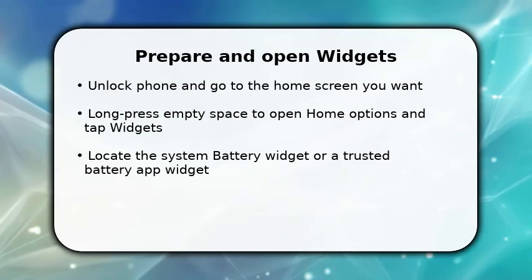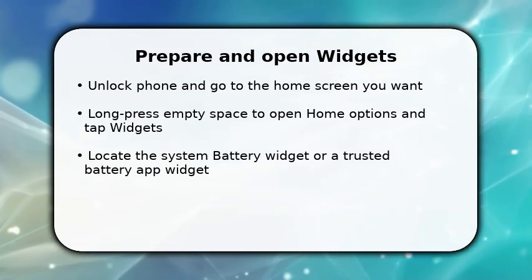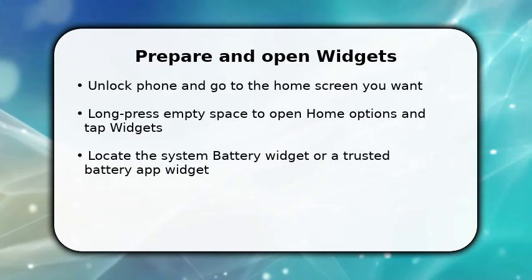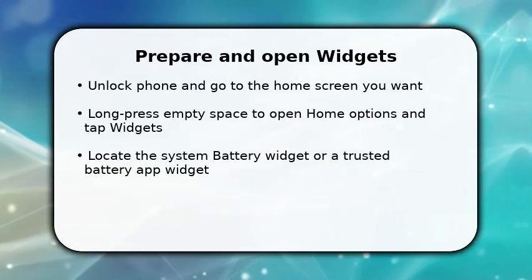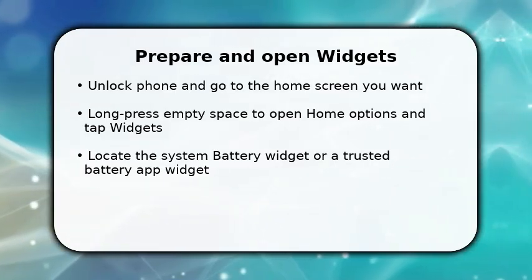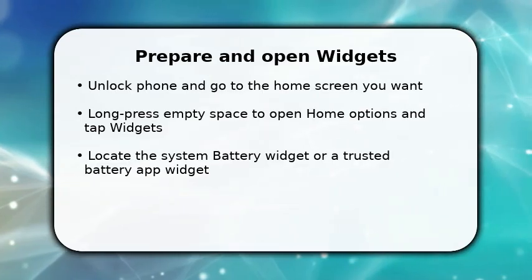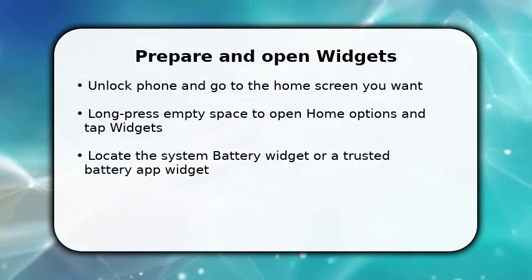Enjoy the video. You start immediately by preparing the home screen and opening the widget picker. Long press an empty area of your launcher. Once the menu opens, tap Widgets. Scroll the list until you see the System Battery widget or a Reputable Battery Apps widget.